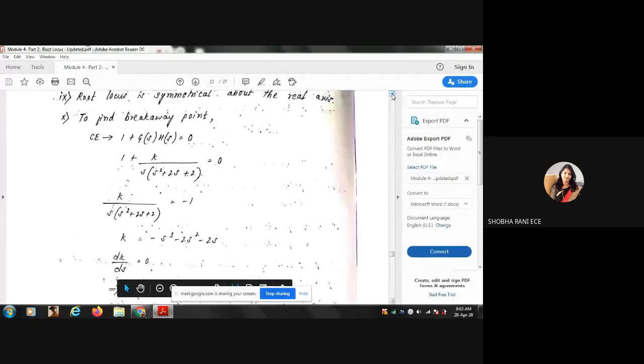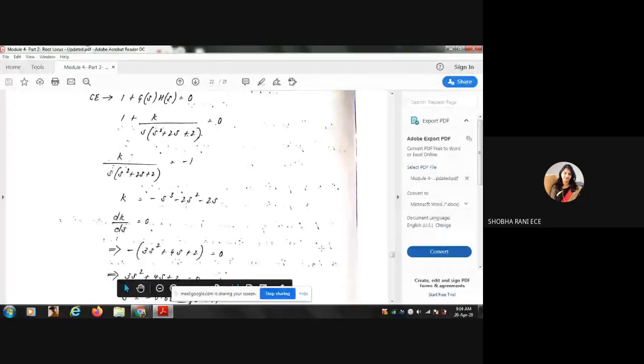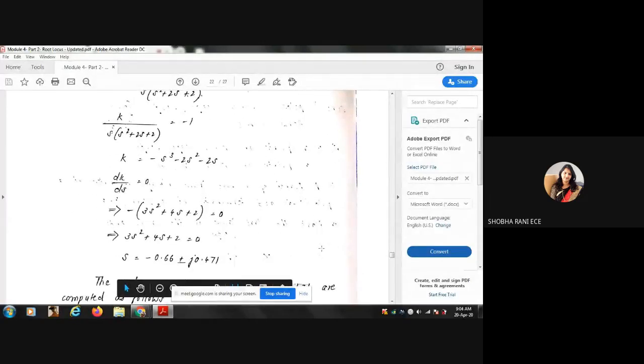The usual procedure is to find the characteristic equation. The characteristic equation is 1 plus G(s)H(s) equals 0. Substituting for G(s)H(s), I get 1 plus K by s(s² plus 2s plus 2) equals 0, or K by s(s² plus 2s plus 2) equals minus 1. From this equation I get K equals minus s³ minus 2s² minus 2s. To find the breakaway point, I have to differentiate this with respect to s and equate it to 0. When I differentiate, I get 3s² plus 4s plus 2 equals 0. The minus I've taken outside, so it is 0.